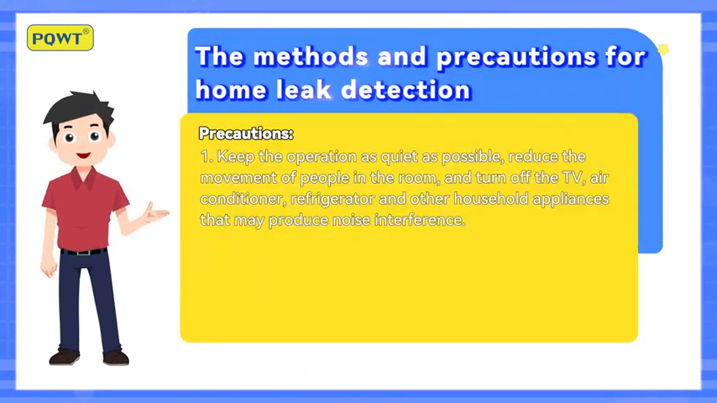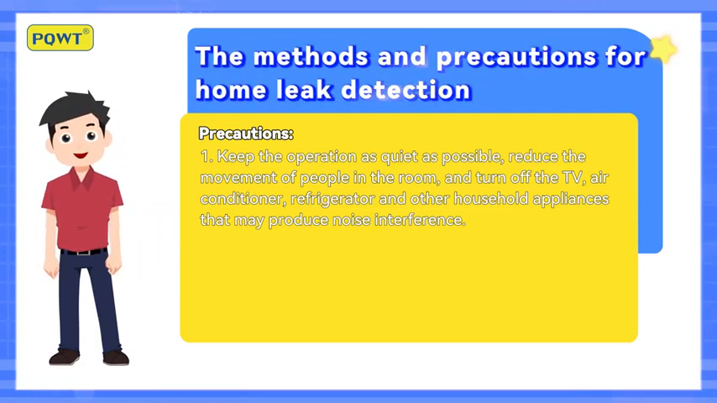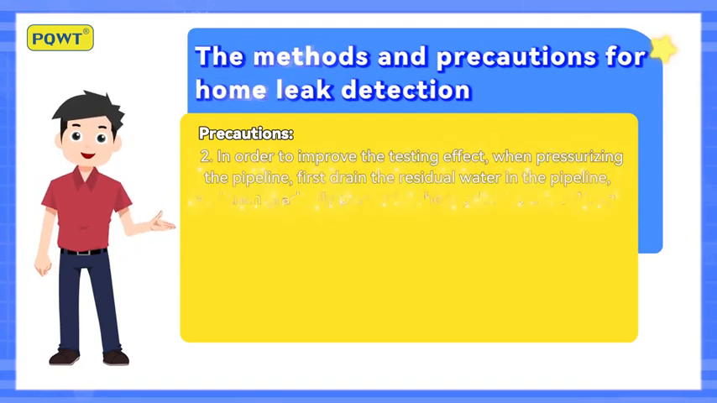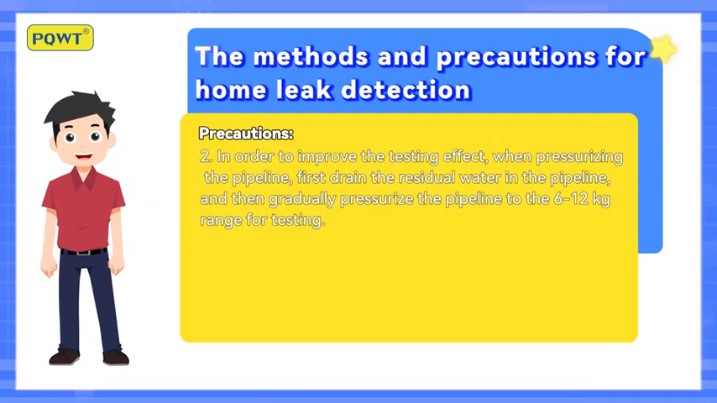1. Keep the operation as quiet as possible. Reduce the movement of people in the room, and turn off the TV, air conditioner, refrigerator, and other household appliances that may produce noise interference. 2. In order to improve the testing effect, when pressurizing the pipeline, first drain the residual water in the pipeline, and then gradually pressurize the pipeline to the 6 to 12 kilograms range for testing.